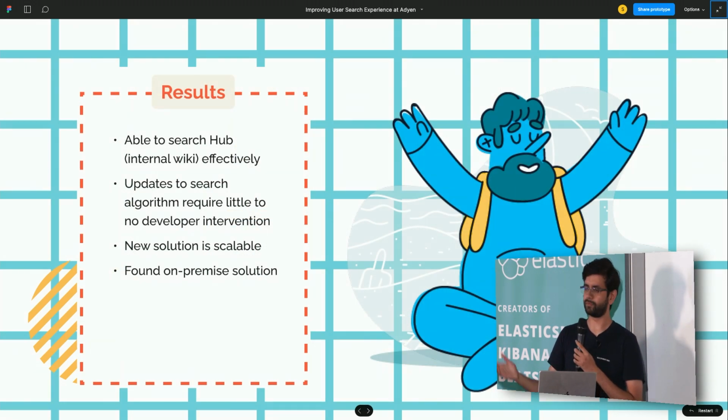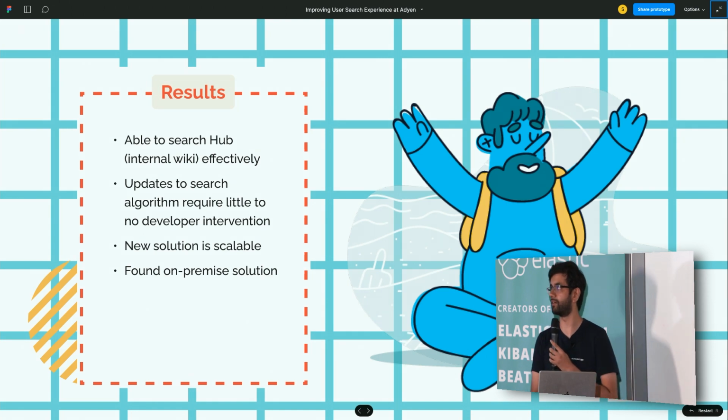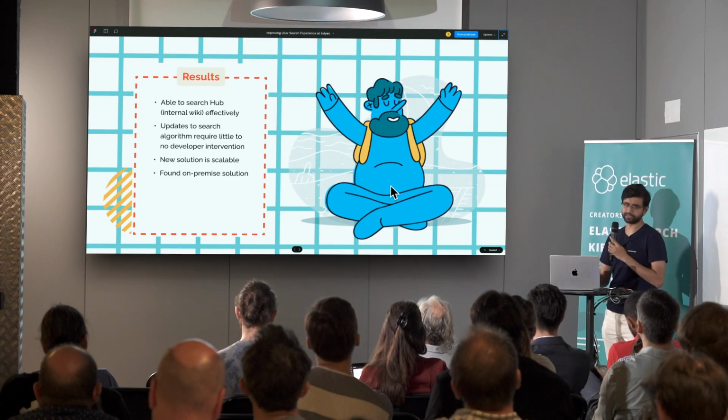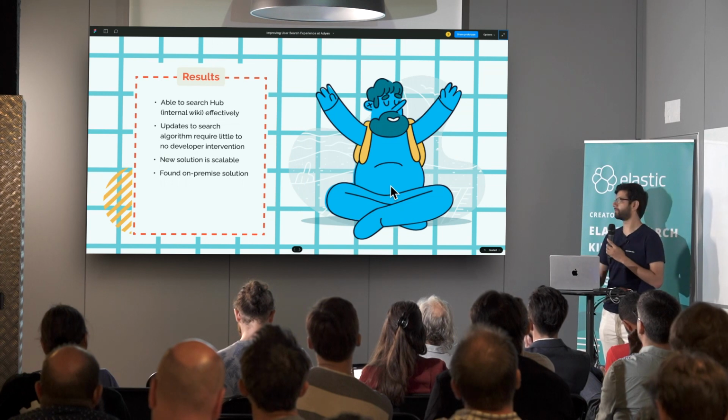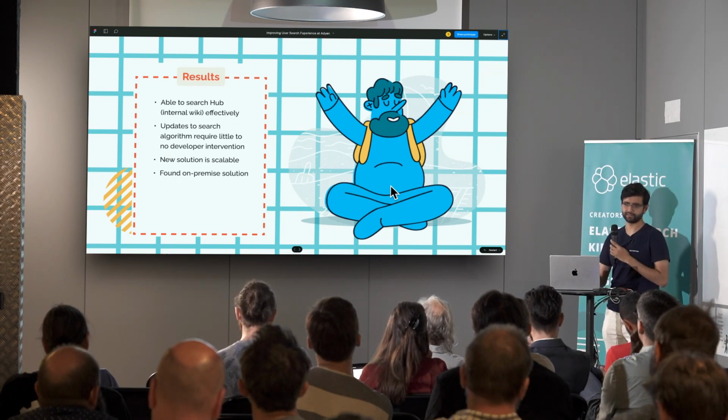Then we did it, we solved it. We were able to search our hub effectively. Updates didn't really require too much developer intervention. We'll still need to do something every now and then, but for the most part, once it's up and running, people can manage it on their own. And the new solution is scalable and it's on-premise.